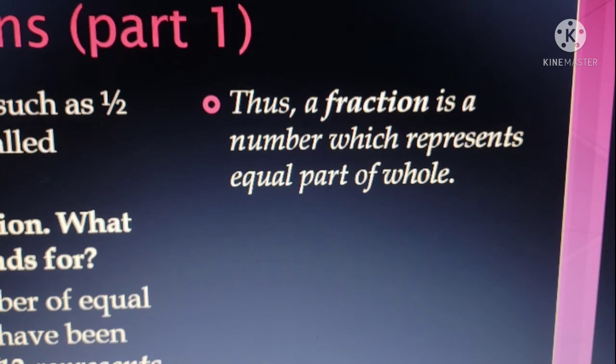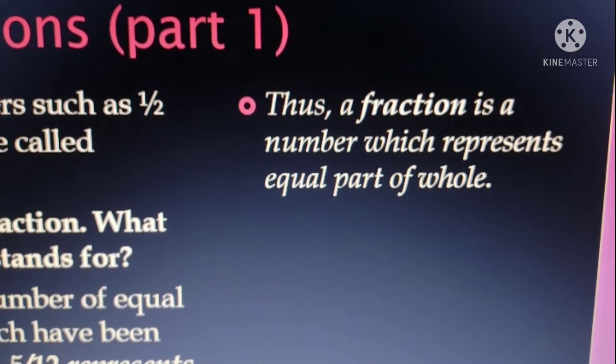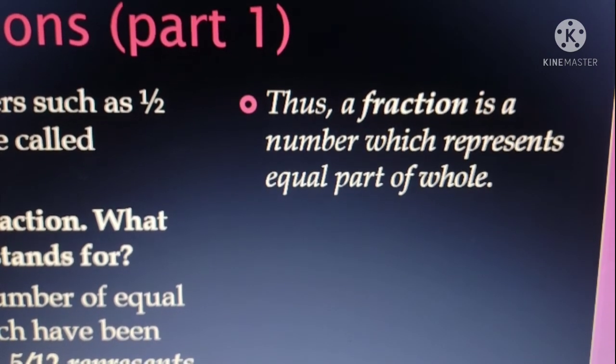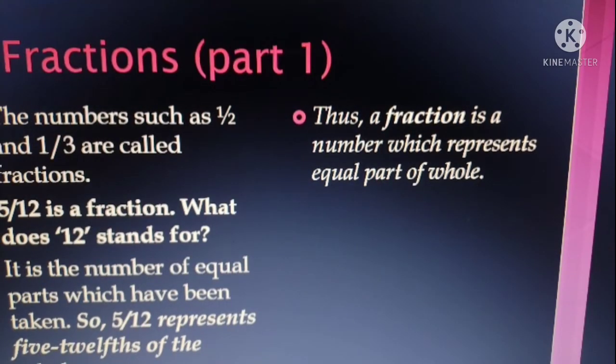Now we have to note that the figure may be a single figure, may be a single object, or a group of objects. Now how group of objects? Suppose if two balls are there, and out of those two balls, one ball is old. So the balls which are old will be represented as 1 by 2 in fraction.